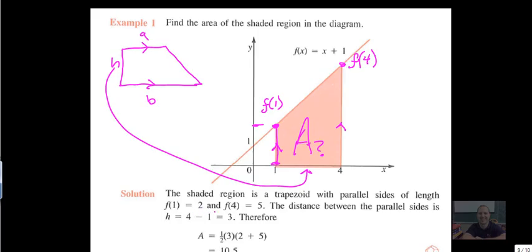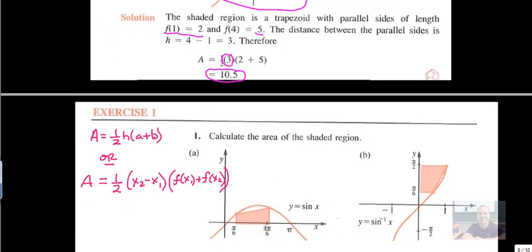And that's what they've done here. f of 1 is 1 plus 1, which is 2, and f of 4 is 4 plus 1, or 5. So the area of this shaded region, we can treat it as a trapezoid, and the height is the difference between 4 and 1, that's 3. The sum of the two sides would be 2 plus 5. So 1/2 height times a plus b, you get an area of 10.5. The important thing is to view this shaded region as a tipped-over trapezoid, where this side right here is the height. Super important. That's going to be a prevailing theme here.